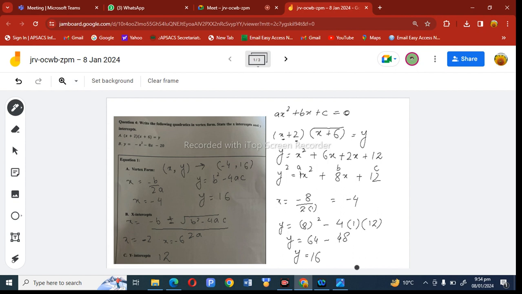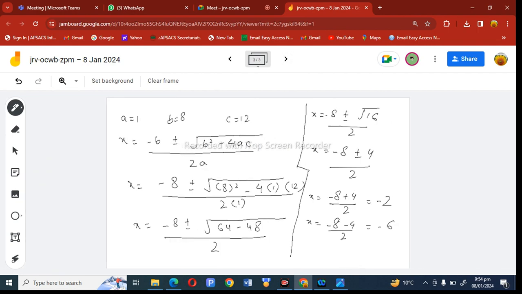And to find the x-intercepts, you have to use this formula, which is x equals negative b plus minus the square root of b squared minus 4ac, over 2a. You will use the same equation, the same values of a, b and c. When you substitute the values in this formula, you will get two values of x. These two values of x are your x-intercepts, which are negative 2 and negative 6. So this is how you have to find the x-intercepts.